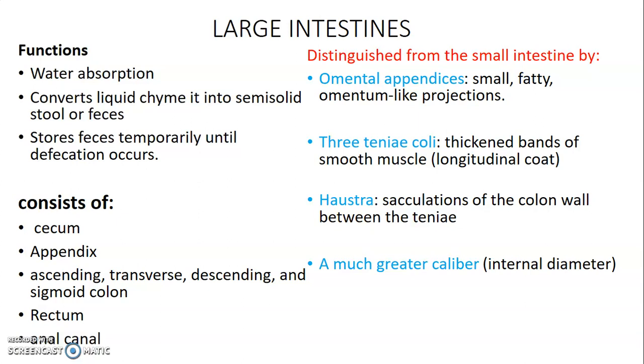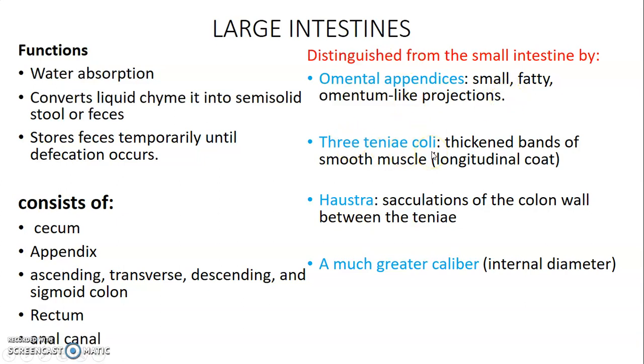Remember, the omentum is the apron-like peritoneal modification, just deep to the anterior abdominal wall, and you have greater omentum and lesser omentum. So it's the greater omentum that's apron-like, and it runs from the greater curvature of the stomach downwards towards the transverse colon, while the lesser omentum is from the liver to the stomach. So omental appendices are small fatty omentum-like projections, and large intestines also have tinea coli.